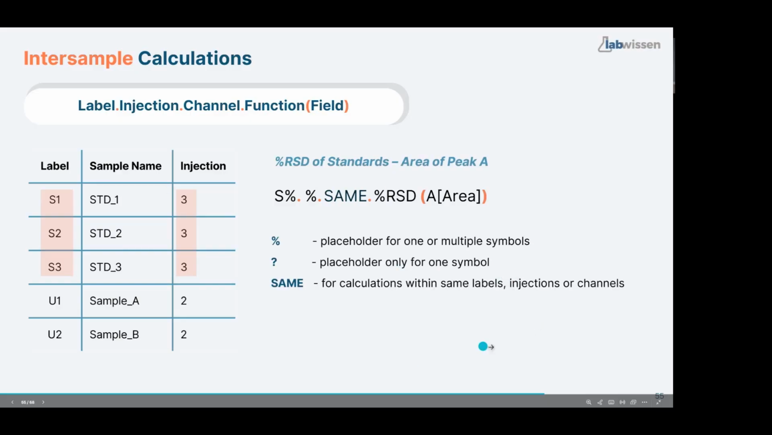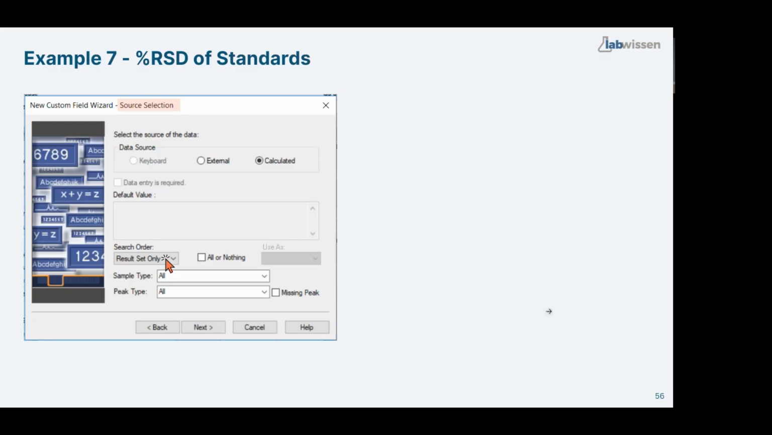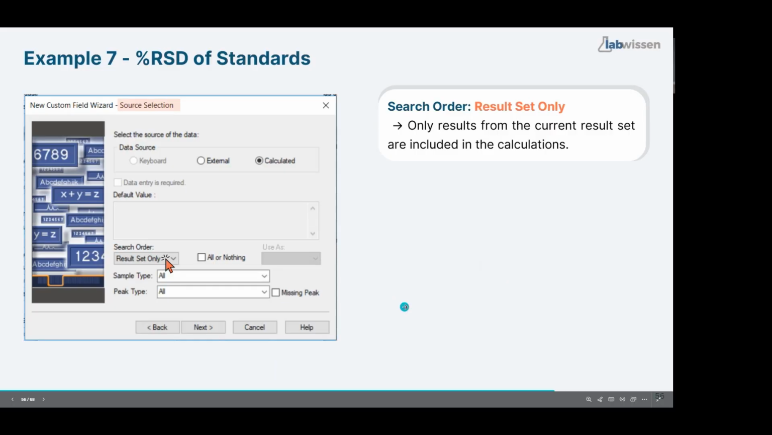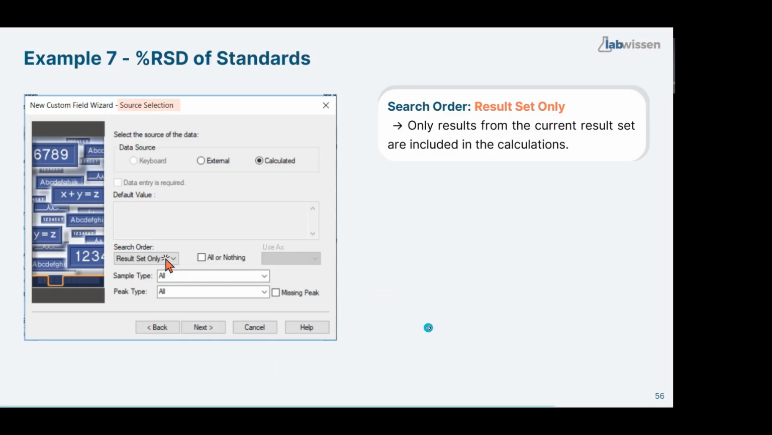So this is some explanation. So I hope you got how we wrote it. Now let's go further to the wizard, custom field wizard. And here where this one really matters, search order. My recommendation, always use result set only order. Unfortunately, it's not the default option. The default option is result set first.